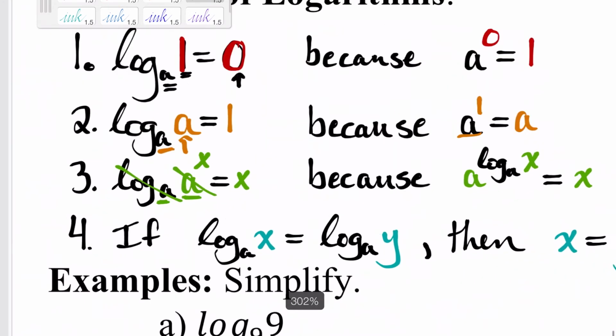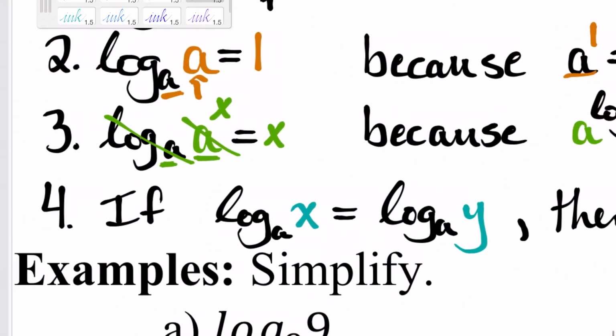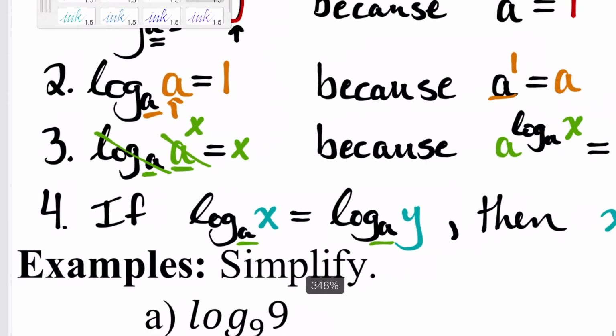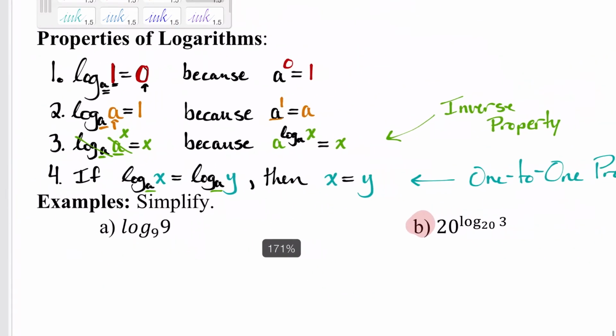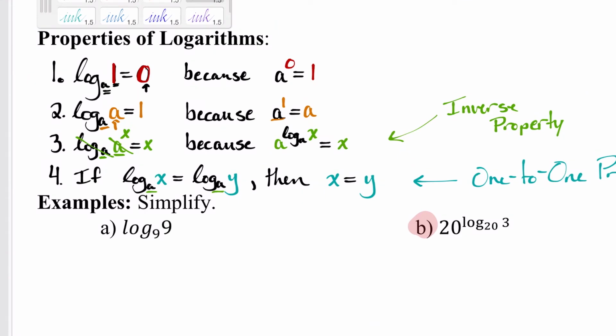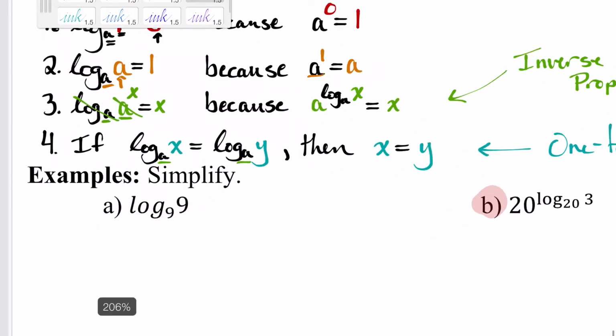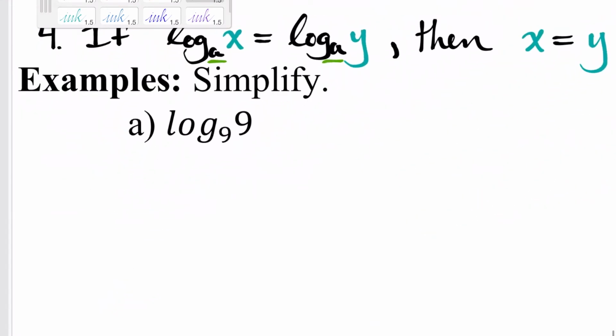So it's just showing that inverse property. We also have our one-to-one property. If we have log base a of x and log base a of y, because those log bases are the same, that means that the numbers inside are also the same. This is very similar to when we had bases that were equal, which meant that our exponents had to also be equal. So this is our one-to-one property. And we can use these to simplify our logarithms.